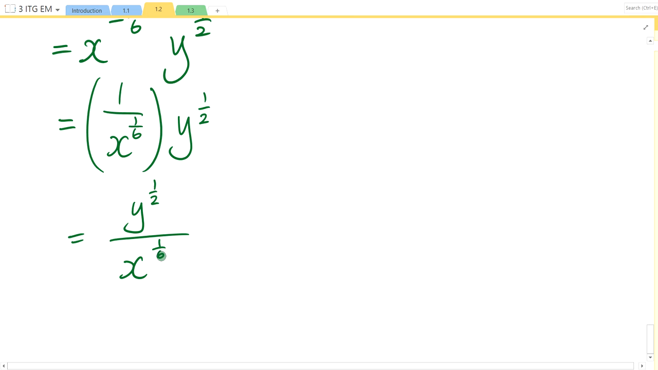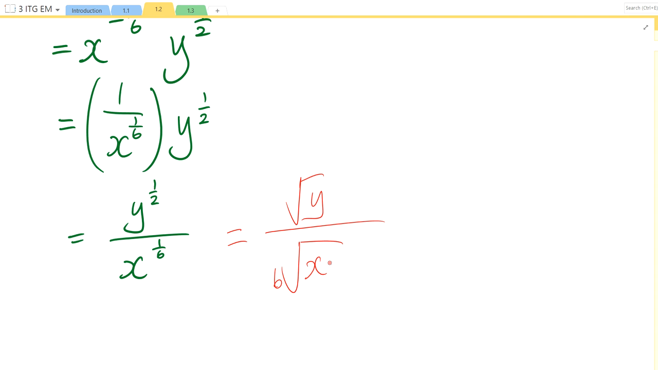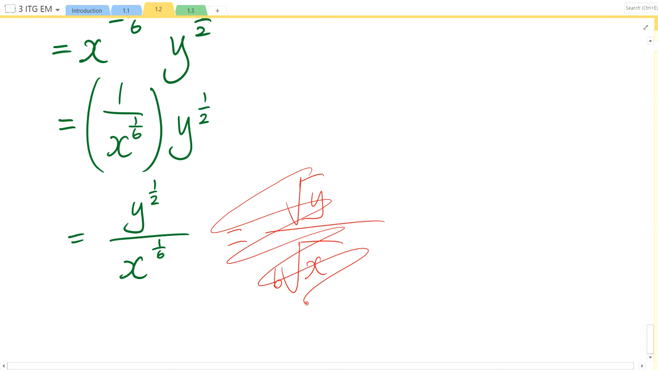Do I have positive index notations now? Yes, I do. Do I need to rewrite y power half as a square root? Must I do this? Equals square root y over 6th root of x. Do I need to do this? No need. But you must know that they are equivalent. They are the same thing, but you don't have to do this. They only ask for positive index notations. Okay, and that's all for 1.3.